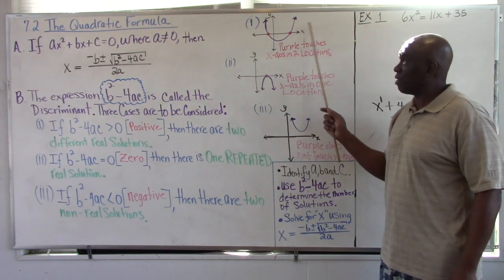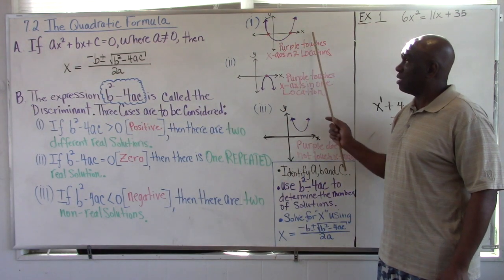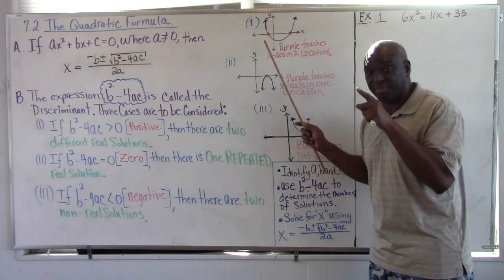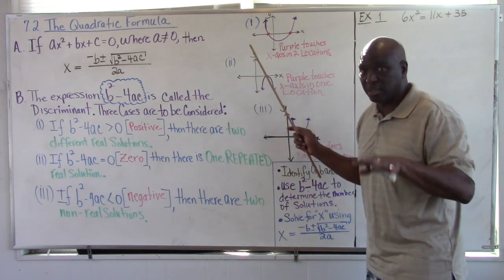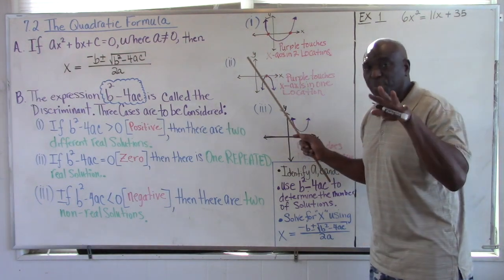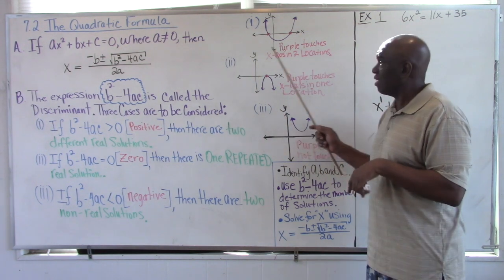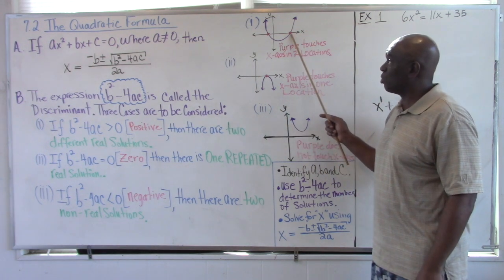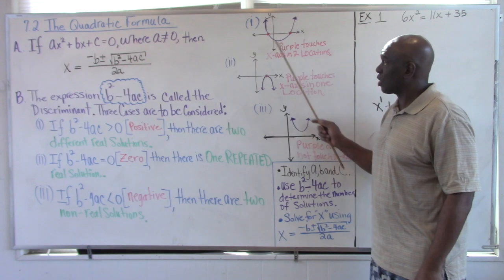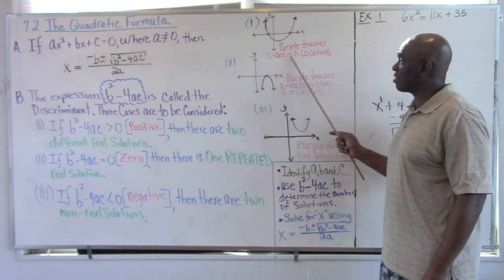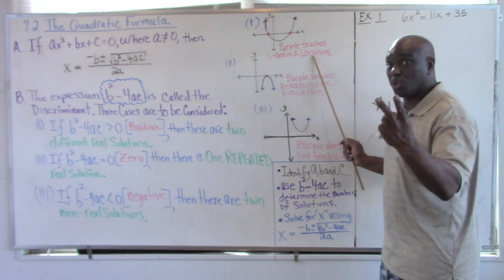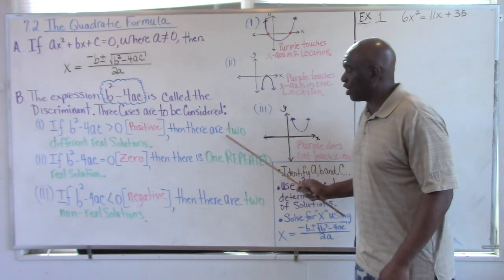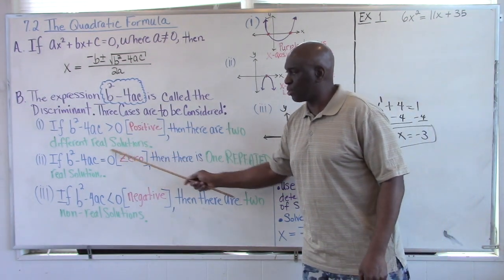Look at this graph right here. I have a coordinate plane and I have a purple graph on the coordinate plane, right? Notice that the purple graph touches the x-axis in 2 locations. 1, 2. Purple touches x-axis in 2 locations. Why 2 locations? Because those are what? 2 different real solutions.